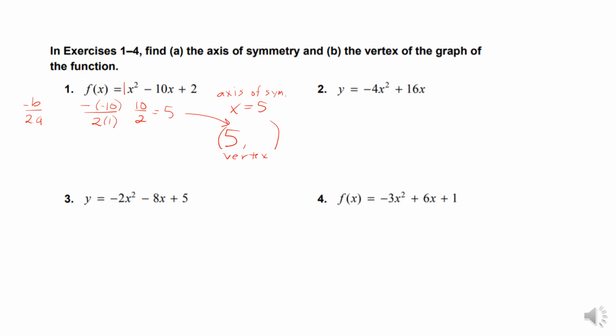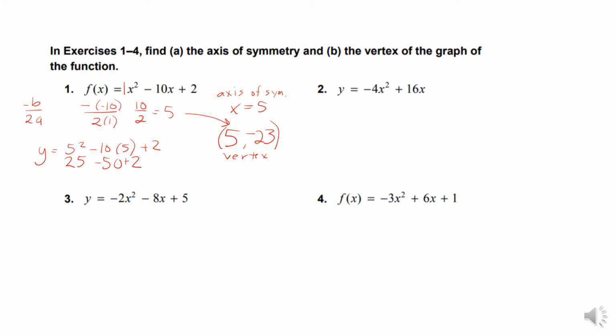And my vertex, I'm half done because the axis of symmetry is my x in my vertex. Okay? So now I'm going to plug that in. You can use f of x or you can use y. I like to remind myself that I'm solving for y. So I put a y. And I go 5 squared minus 10 times 5 plus 2. That's 25 minus 50 plus 2. 25 minus 50 is negative 25, plus 2 is negative 23. And that is my vertex.